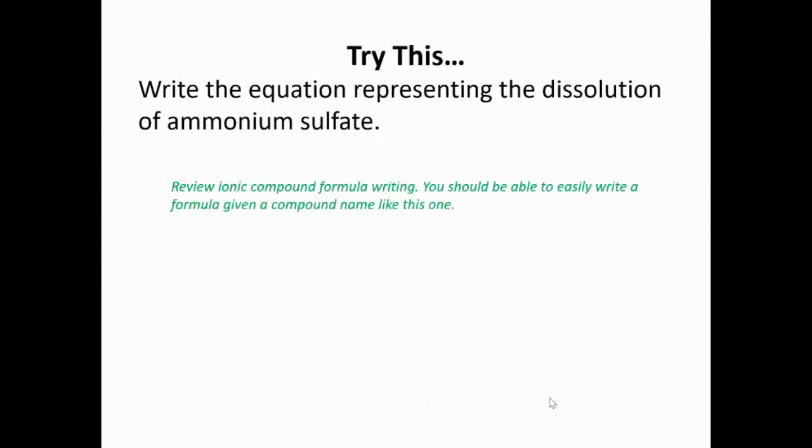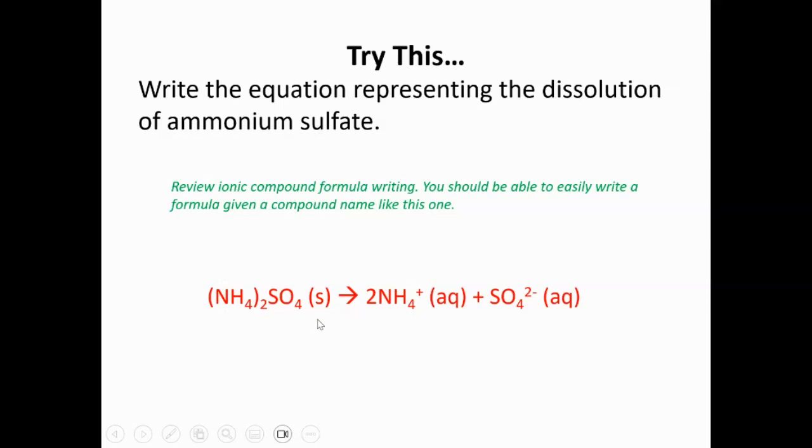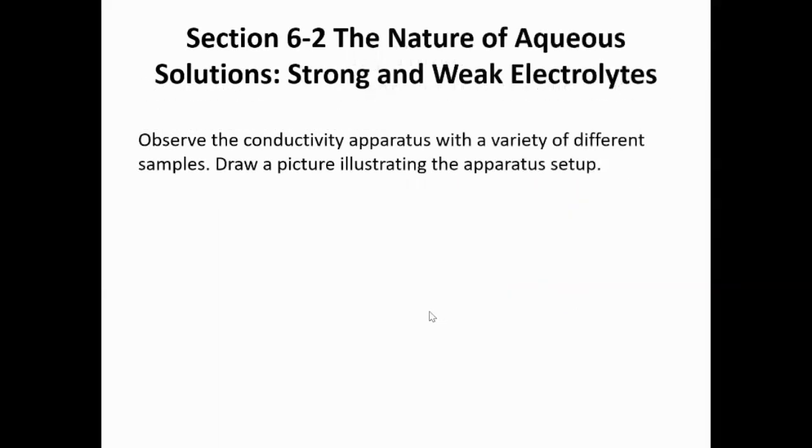Okay, so when salts dissolve in water, because they have positive and negative charges, they are going to split up into those ions. So if you're asked to write the equation representing the dissolution of any salt, like ammonium sulfate, you should be able to do that. You start with the formula for ammonium sulfate, and then you would break it up into its constituent ions, the ammonium ion, NH4+, and the sulfate ion, SO4 2-. In the formula, since there are 2 ammonium ions, you'll have 2 ammonium ions on the product side of the reaction. Make sure that you are able to write those types of reactions.